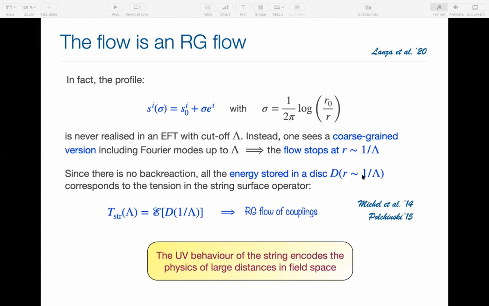So if you want to know what the tension of your string is at some energy lambda, you just compute the energy of the flow on a disk of radius 1 over lambda, and that's the answer. And basically what the flow does in this sense is describe an RG flow of couplings that you see as you go away from the string core. So you start at some point, then you go away from it, and what you are seeing is how the renormalization group action on the tension goes into the IR.